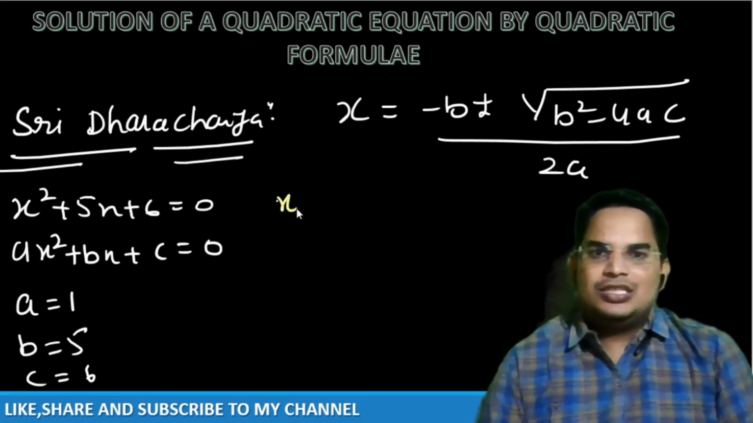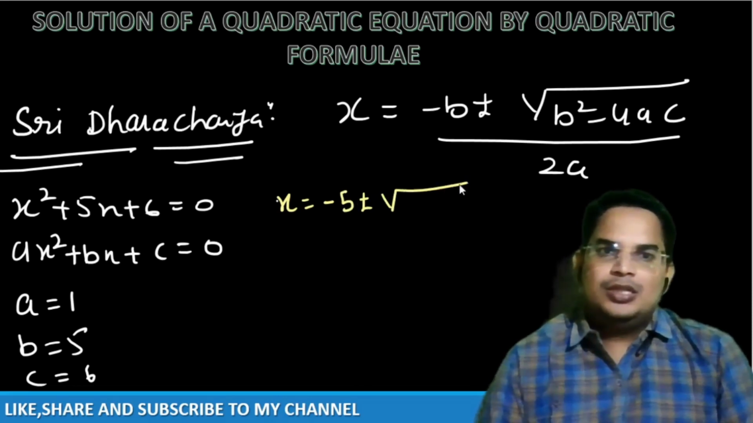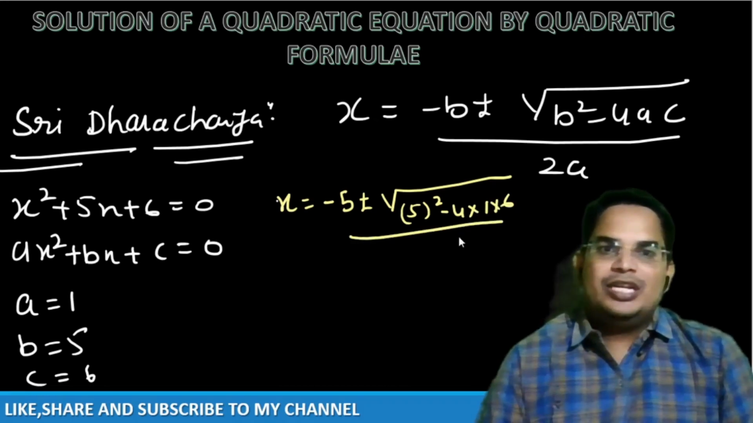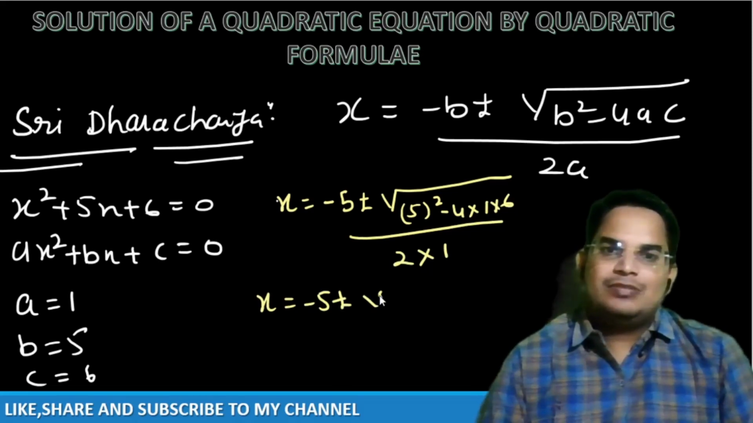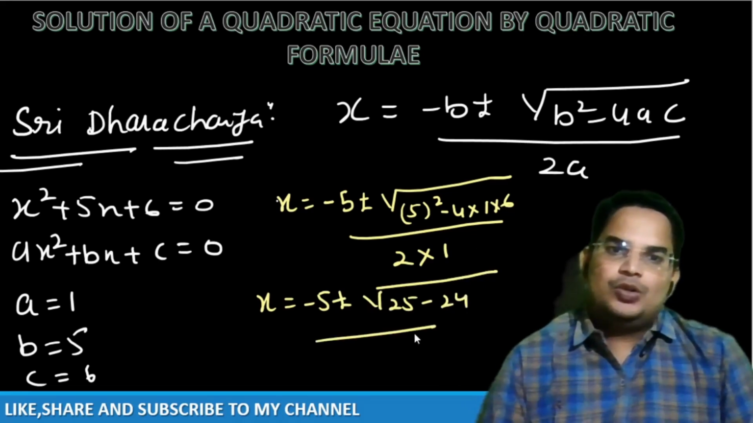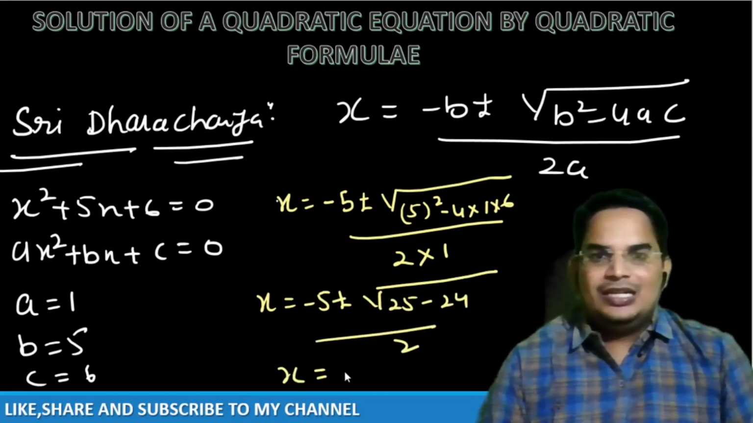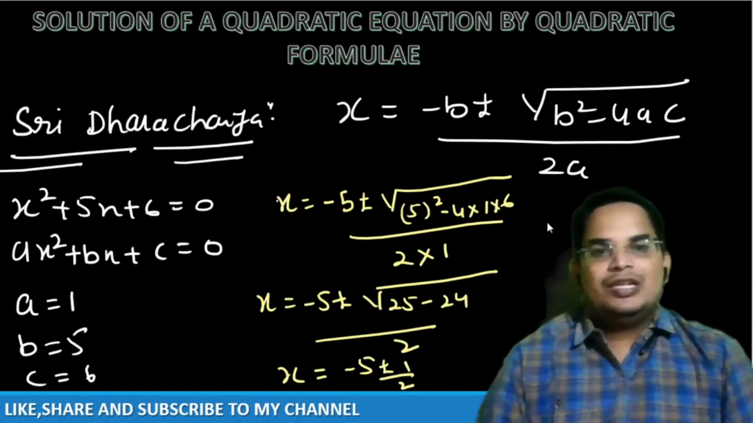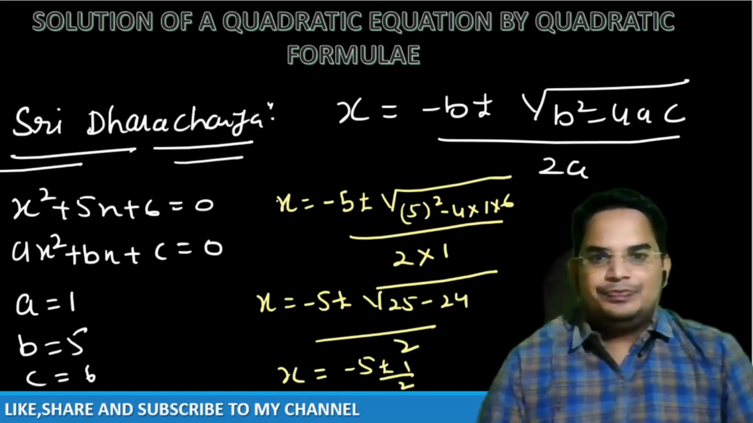x is equal to minus b, the value of b is 5, so minus 5, plus minus square root of b square minus 4ac. The value of b is 5, so it becomes 5 square minus 4 into the value of a, which is 1, and after this c, the value of c is 6, upon 2a, this is 2 and the value of a is 1. So now x is equal to minus 5 plus minus square root of the square of 5 is 25 minus 4 6s are 24, upon 2. So I will simplify it, it becomes minus 5 plus minus square root of 25 minus 24, which is 1, upon 2.